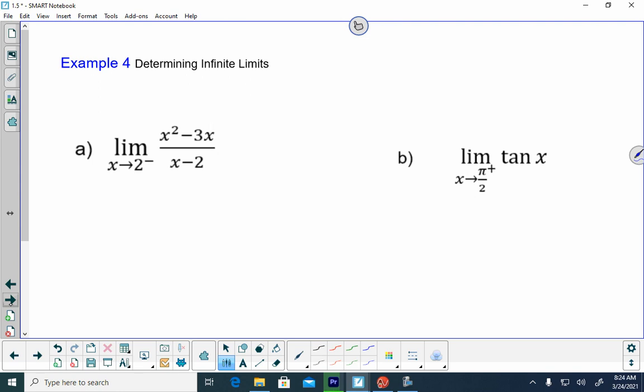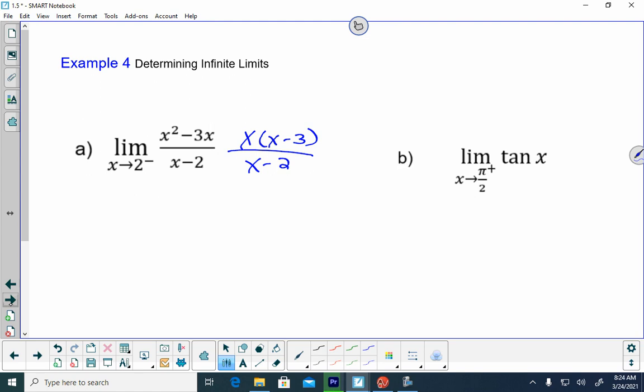Okay, number 4, determine the infinite limit. So when I'm trying to find the limit as x approaches 2 from the right, I have the x squared minus 3x. This numerator can factor as x times x minus 3. The denominator x minus 2. It's discontinuous at that 2. It's not removable, which tells me I have a vertical asymptote.